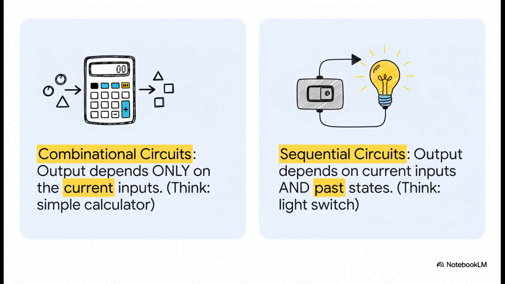Then on the other side, you've got sequential circuits. Now these are different. Their output depends not just on what you're doing now, but also on what happened before. Think about a basic light switch. Flipping it does one thing if the light is off, and the complete opposite if the light's already on. See? It remembers its last state.